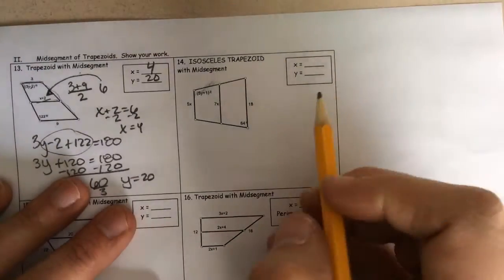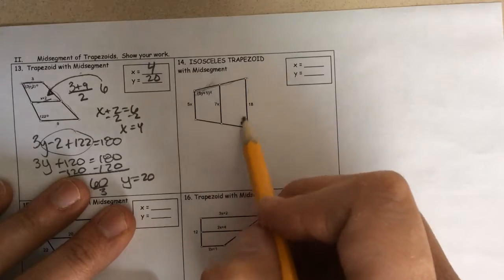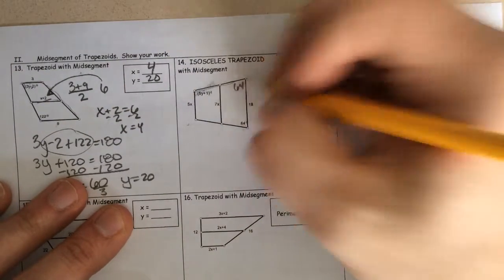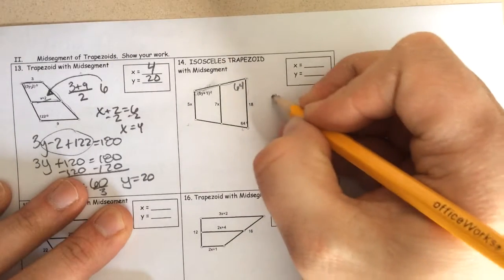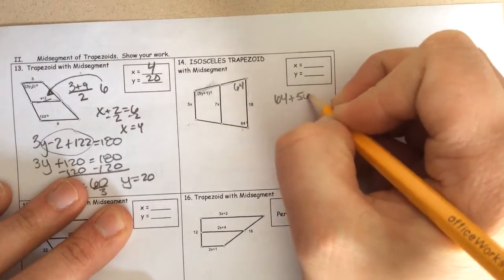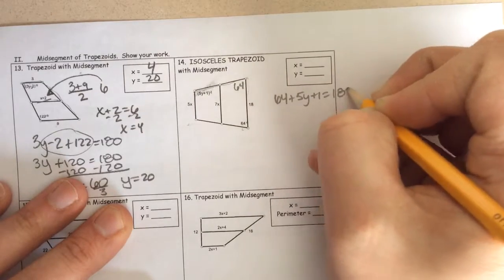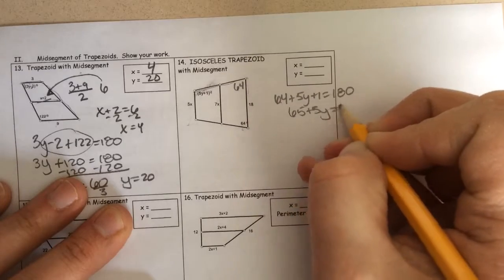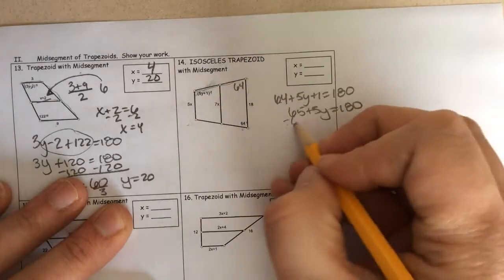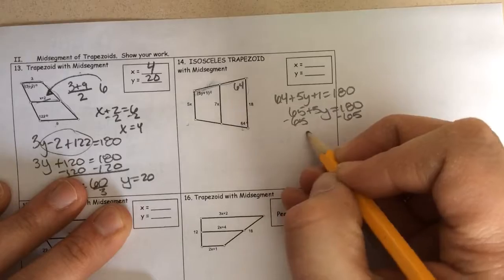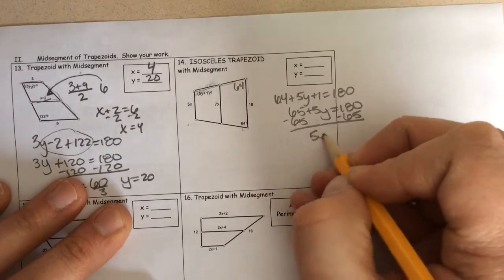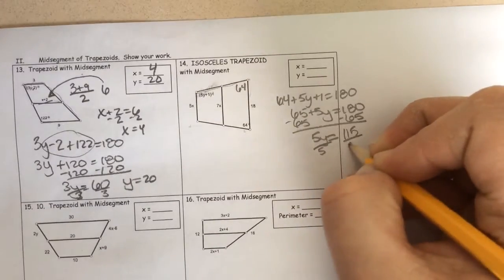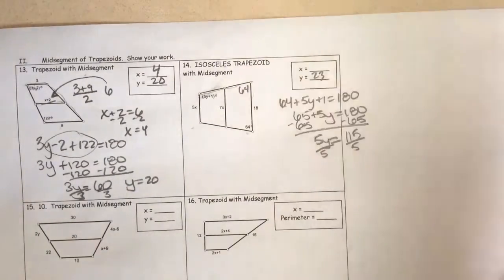Let's take a peek at this problem right here. Understanding that this is a giant trapezoid, again, is a key concept here. We do know that since it's a base angle, this one's also 64 degrees, and we know that 64 plus 5y plus 1 equals 180. They're supplementary. 64 and 1 is 65, plus 5y equals 180. We're going to take away 65. That's going to get us 5y equals 115. We divide by 5. That's going to get us 23 for y.